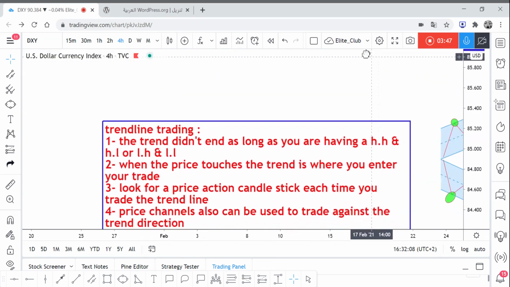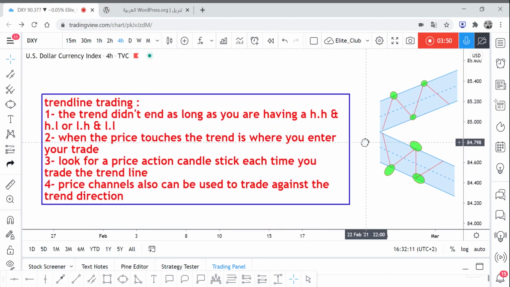So what I'm saying in the instruction is that the trend line can't be considered ended as long as you are having higher highs and higher lows. So you are in an uptrend as long as you have higher highs and higher lows. As you can see, once you see a lower high than this, and the trend line has been broken, then you can consider the trend line has been broken and the direction will reverse to the downside.